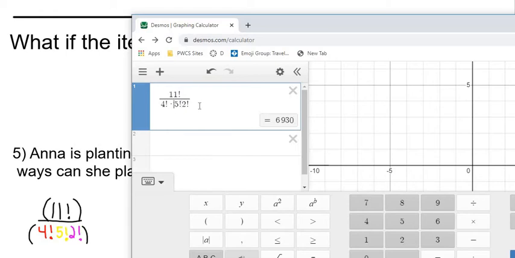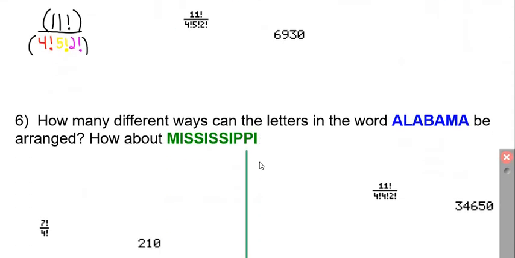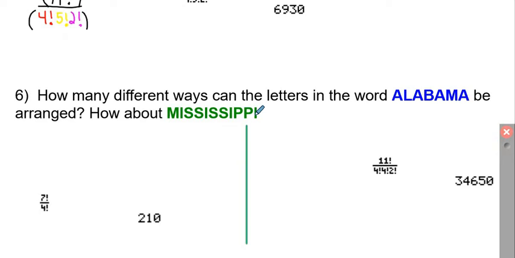Okay, so let's take a look at another classic example of these repetitive values that we see frequently on an SAT. That is arranging letters and words. I picked Alabama and Mississippi because there are lots of repetitive letters, but I could have used algebra. Algebra has a lot of repetitive letters as well. The way this works is you count the number of letters in the word. 1, 2, 3, 4, 5, 6, 7 letters in the word Alabama. And there are exactly 4 repetitive A's.